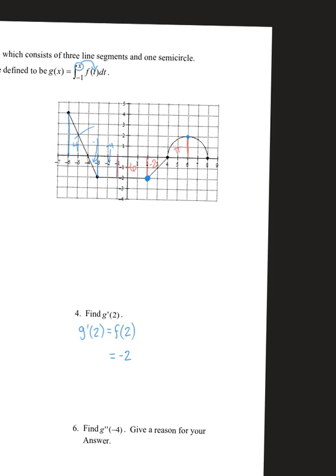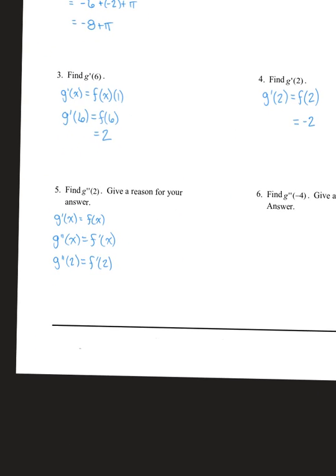Again, is this function differentiable at that point? It's not, because that's a cusp. So f prime of 2 does not exist because there is a cusp at t equals 2.